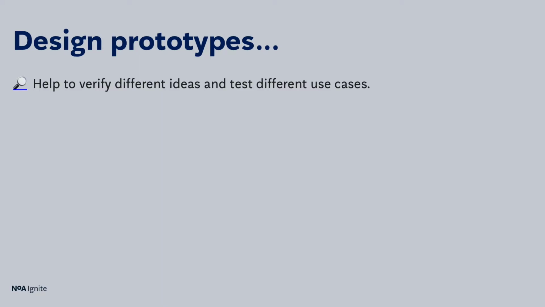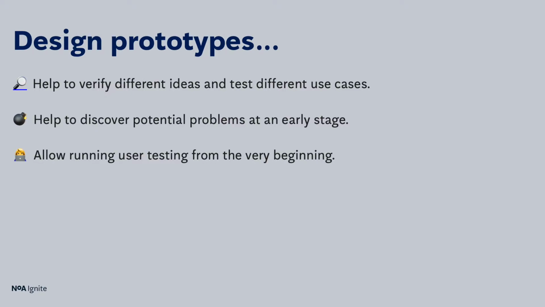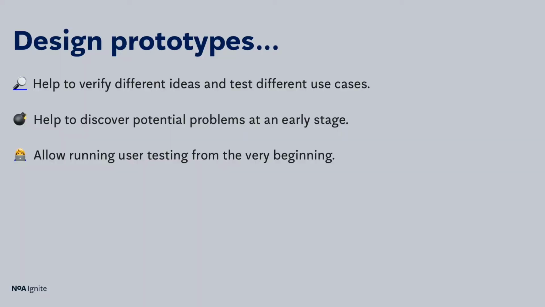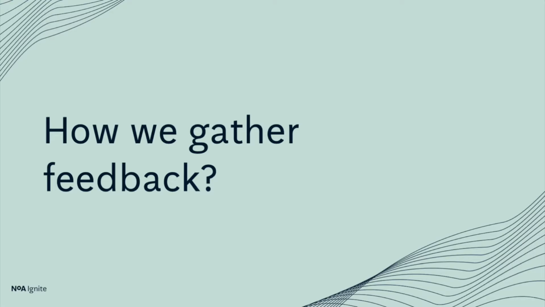So what are the main benefits of design prototypes? They help to verify the ideas and test different use cases. Thanks to them, we can act quickly on potential pain points and discover gaps in the flow. It's also an excellent tool to run user testing. We can test new product ideas as well as improvements on an already existing solution. It may save a lot of money because applying changes on the design prototypes is way cheaper and faster compared to changes in the code. But most of all, it gets everyone on the same page. Thanks to a visual and clickable prototype, we can get a pretty good understanding of how the final solution will work and look like.